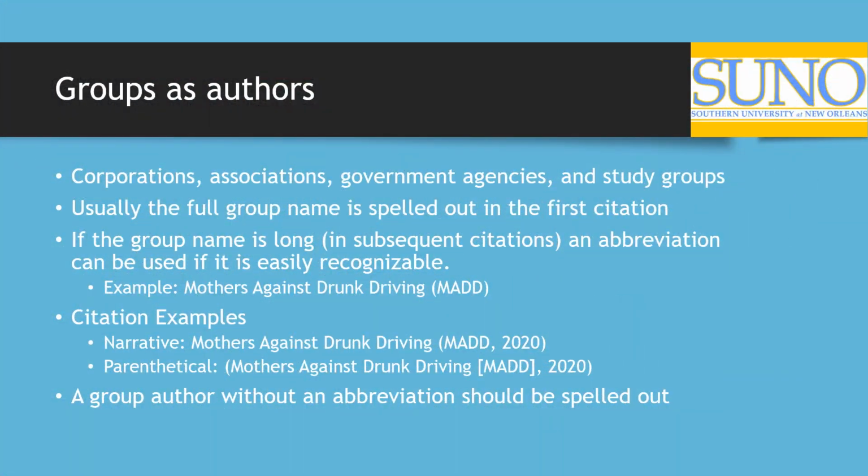Sometimes you may come across a source that has a group entity as an author. When that occurs, usually the full group name is spelled out in the first or initial citation. If the group name is long, in subsequent citations, an abbreviation can be used if it is easily recognizable. A group author without an abbreviation should always be spelled out. Please refer to the example for specifics.